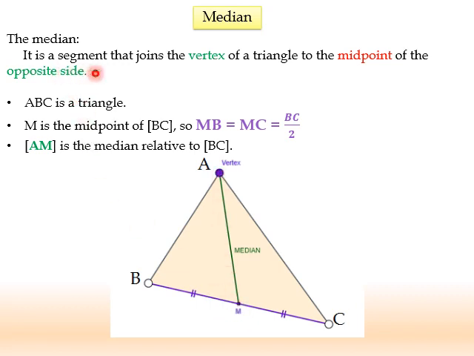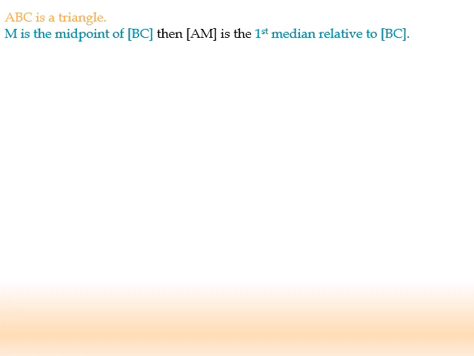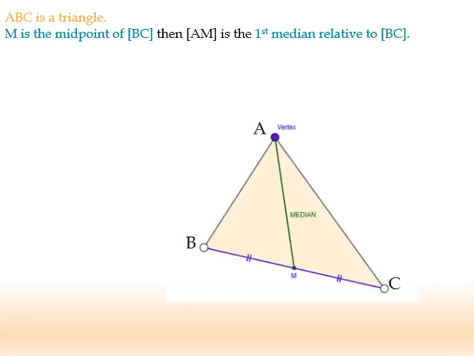This definition here, you have to study it well. It's a segment that joins the vertex of a triangle to the midpoint of the opposite side. Okay? From the vertex to the midpoint of the opposite side means that the drawn segment is a median. Now, ABC is a triangle. And AM, as we said, is the median relative to BC.